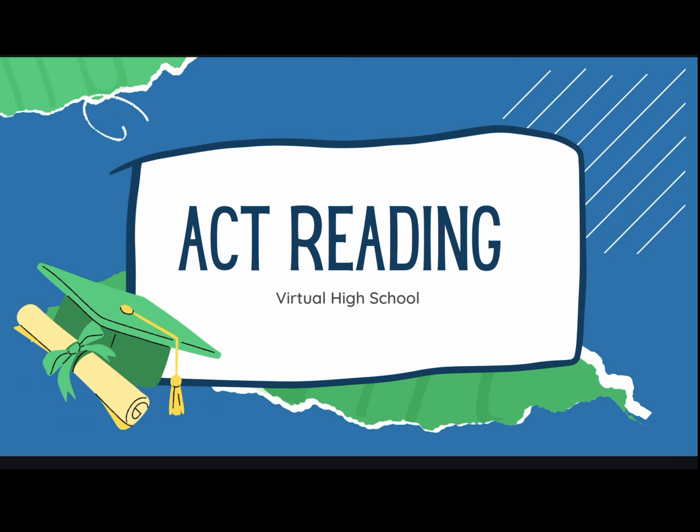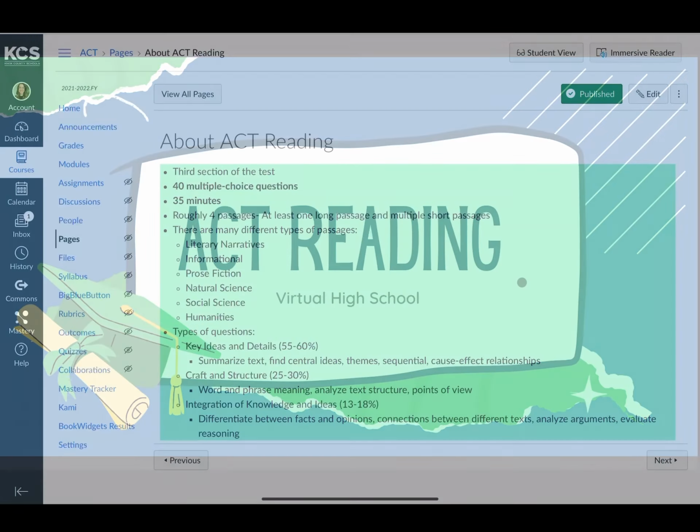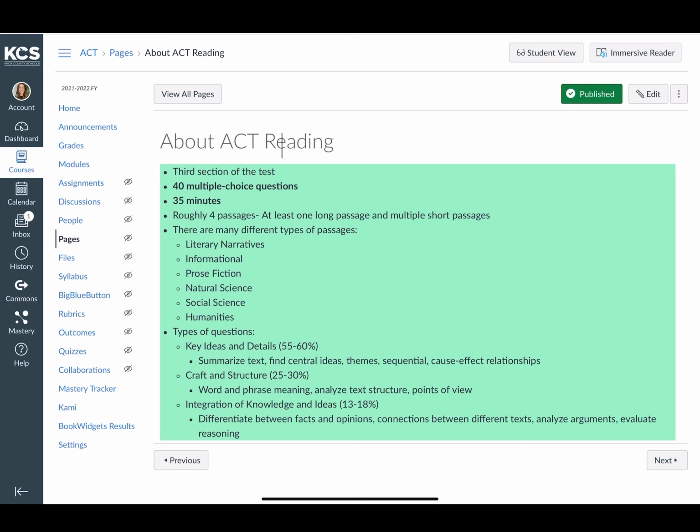So the reading section is the third section of the test. You'll have just had a very long 10-minute break when you come to approach the section. So let's talk about the test and another ACT tip of the day. The reading section has 40 multiple choice questions to answer in 35 minutes. So you're moving very quickly.